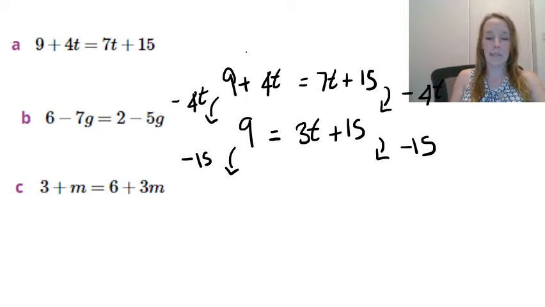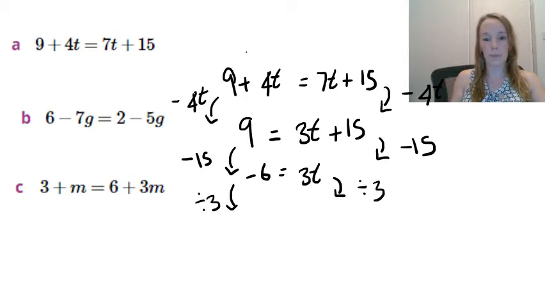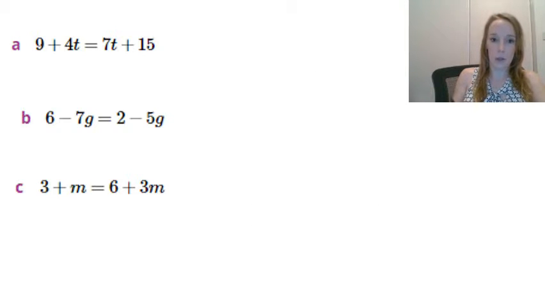So 9 take 15 is going to give us negative 6 equals 3t, and then we're going to divide by 3 on both sides so we can find out what t equals. So negative 6 divided by 3, a negative divided by a positive is going to give us a negative answer, and that's going to be negative 2 equals t. So you can check t equals negative 2 by substituting it back into your original equation.